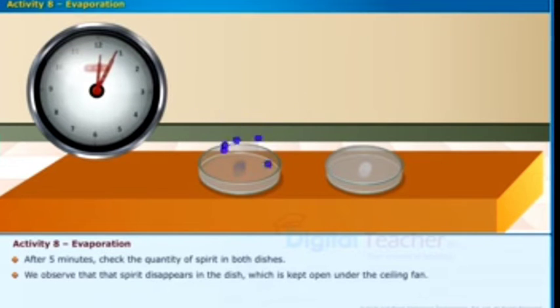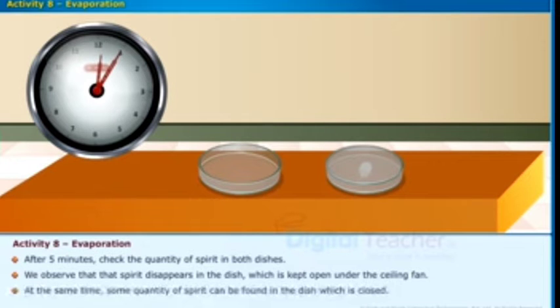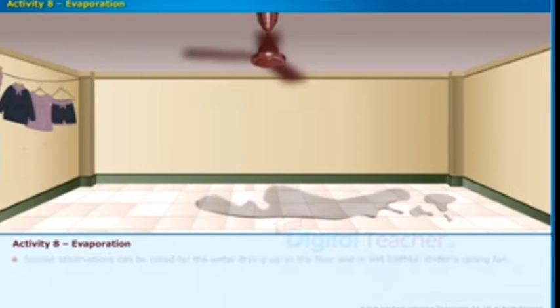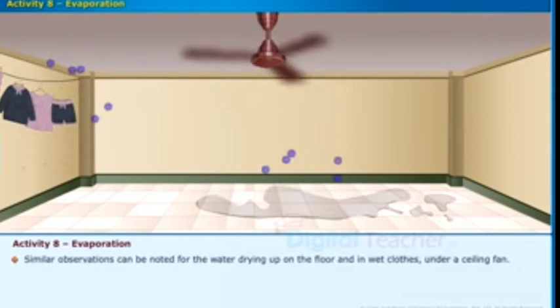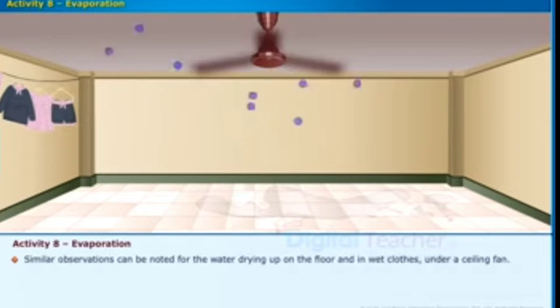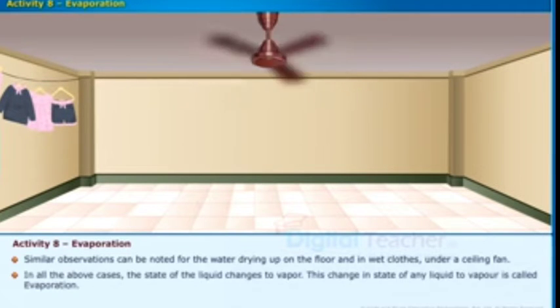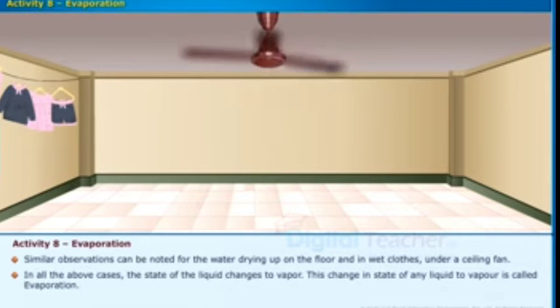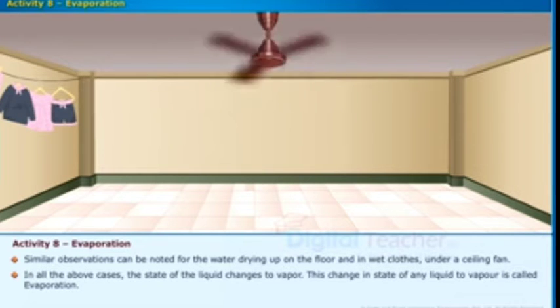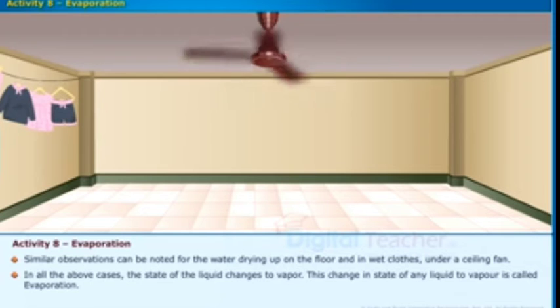We observe that spirit disappears in the dish, which is kept open under the ceiling fan. At the same time, some quantity of spirit can be found in the dish which is closed. Similar observations can be noted for the water drying up on the floor and in wet cloths under a ceiling fan. In all the above cases, the state of the liquid changes to vapor. This change in state of any liquid to vapor is called evaporation.